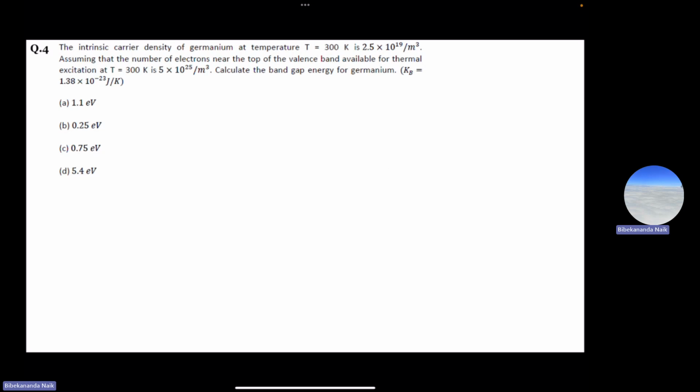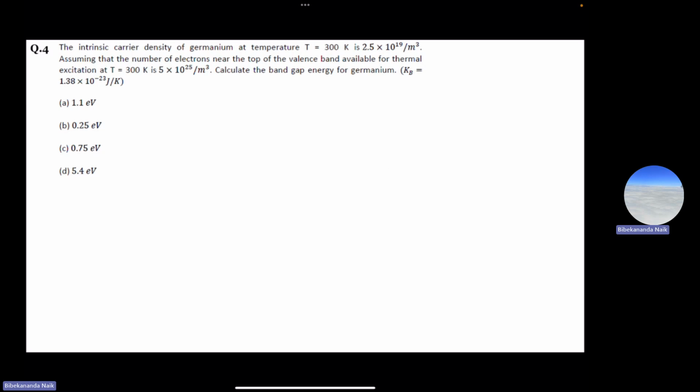Now moving to question number 4. The question says the intrinsic carrier density of germanium at room temperature, that is T equal to 300 Kelvin, is 2.5 into 10 to the power 19 per meter cube. Assuming that the number of electrons near the top of the valence band available for thermal excitation at T equals 300 Kelvin is 5 into 10 to the power 25 per meter cube. Calculate the band gap energy for germanium, where the Boltzmann's constant is 1.38 into 10 to the power minus 23 joule per Kelvin. The options are 1.1 electron volt, 0.25 electron volt, 0.75 electron volt, and D 5.4 electron volt.